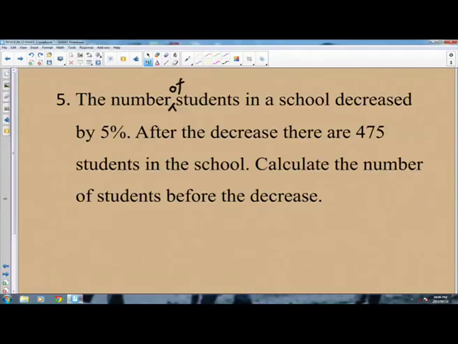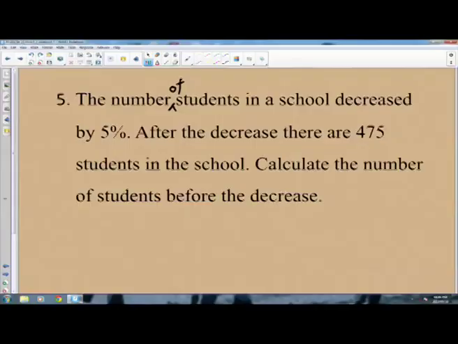So here we are told that the number of students has decreased by 5%, and after this percentage decrease, the students number now is 475. So you are expected to calculate the number of students before this decrease. So this is just a reverse percentage. You are given the number after the decrease. So let's work it out.